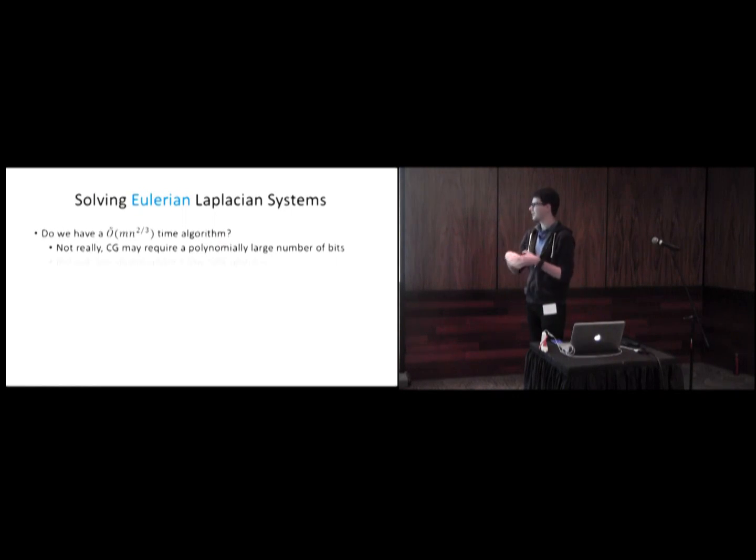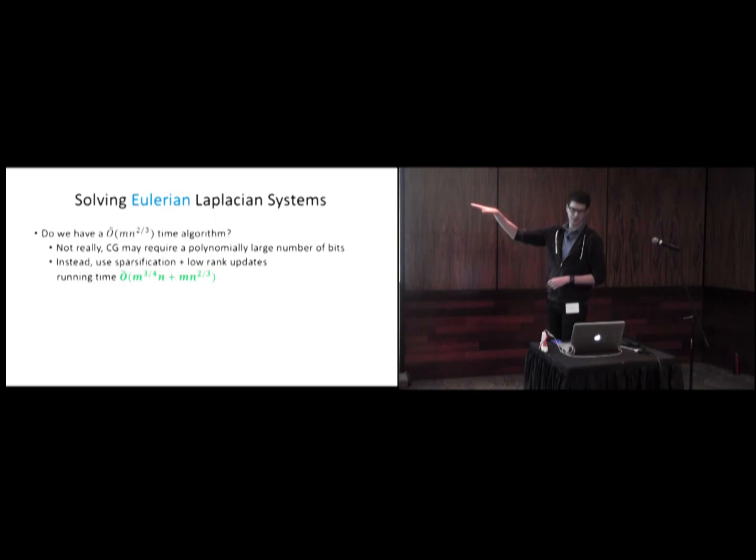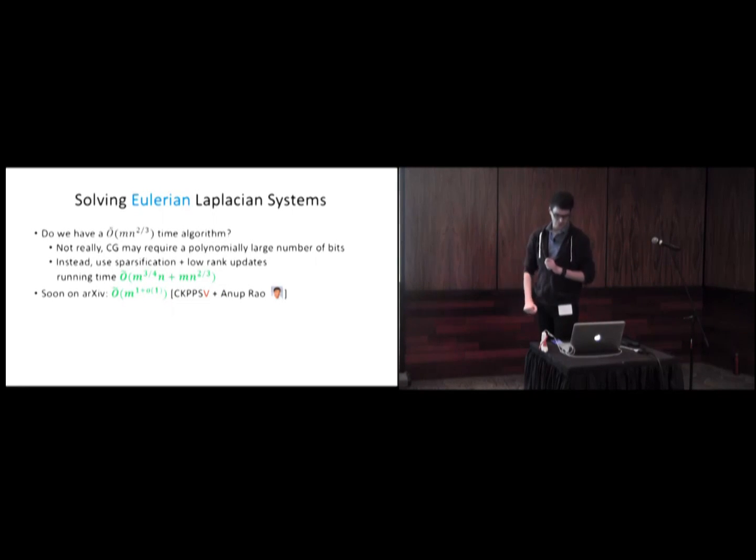So instead of doing that, we're just going to throw some other tools at it, like sparsification and low rank updates, which are standard in combinatorial preconditioning. And we actually managed to obtain an algorithm that has the running time I gave you before. And again, I need to mention that in joint work with Anup Rao, we extended this algorithm, and this is a manuscript that's soon going to be posted on arXiv. So there's exciting work to be done here. This is not the end of the road.